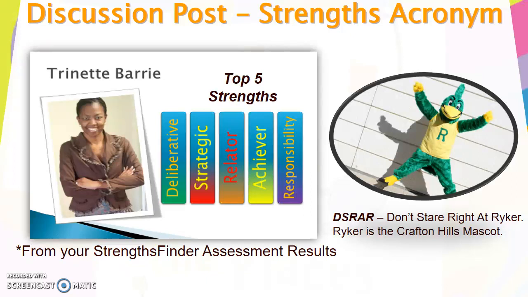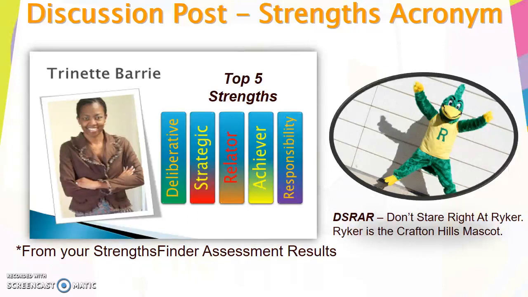Hello class, I will take a few moments to explain the discussion post for the Strengths acronym. You completed the Strengths Finder assessment, and as a result, you should have received 5 top strengths. Your top strengths would read something such as deliberative, strategic, relator, achiever, responsibility. There are 34 possible strengths, and so you have received 5 of the 34.